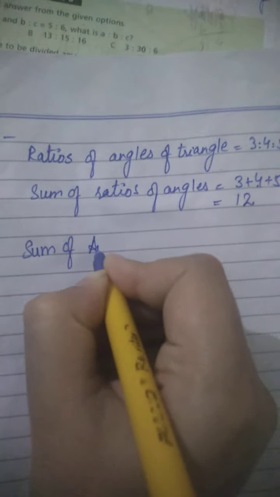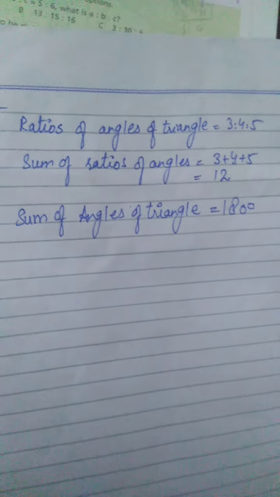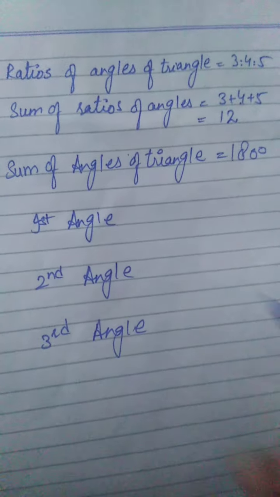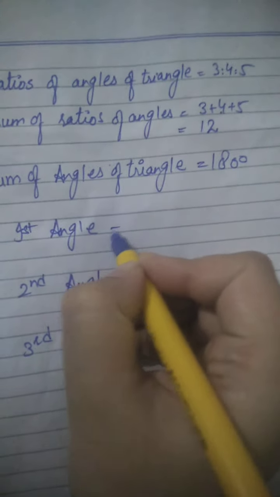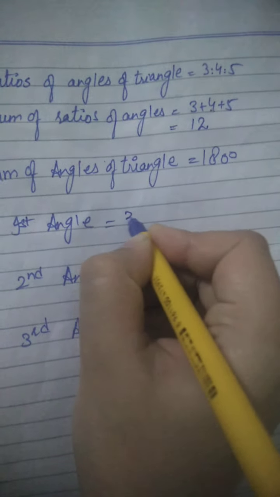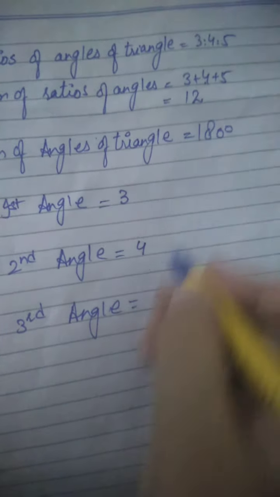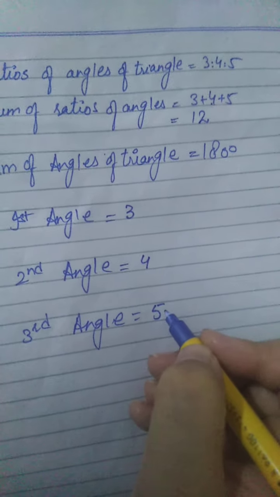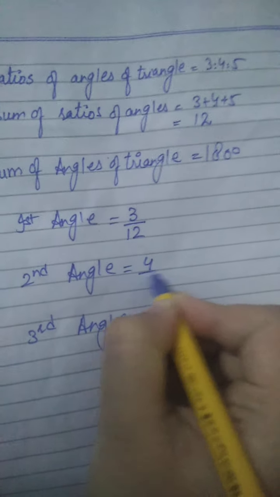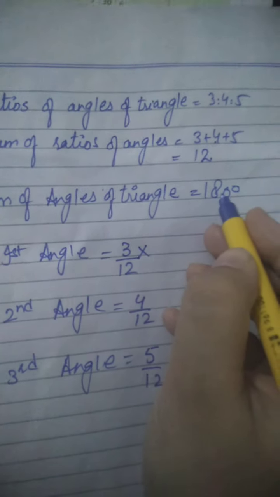The sum of angles of a triangle is 180 degrees. Now we have to find the first, second and third angle. The method is similar to the previous question. Write the first ratio for the first angle, the second ratio for the second angle, and the third ratio for the third angle. Now divide them by the sum of ratios. And the third step is to multiply it with the sum of angles.